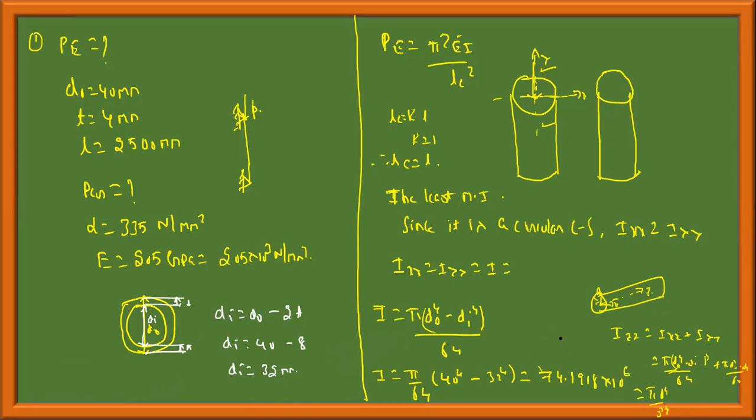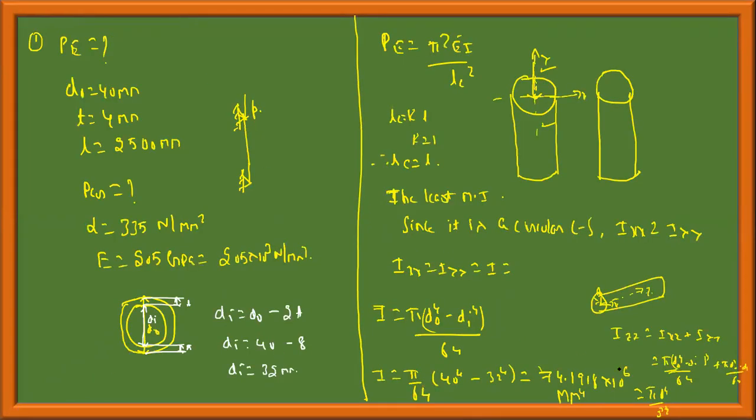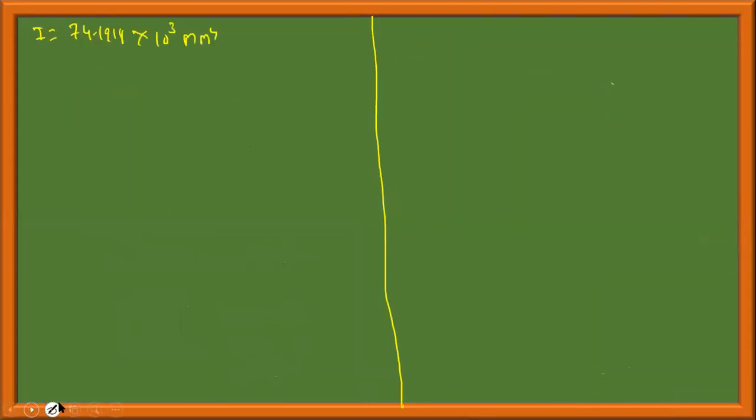Can you tell me what is the unit? D power 4 is the right, then it has to be mm power 4. Right? I is equal to 74.1918 into 10 power 3, isn't it? Is it 10 power 3 or 10 power 6, Raghavendra? 10 power 3, sir. 10 power 3.